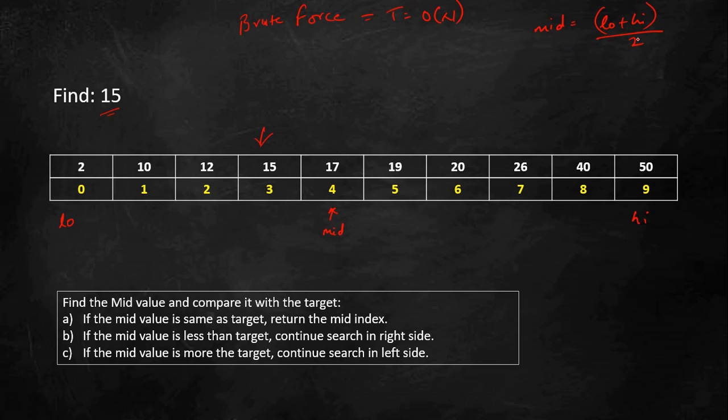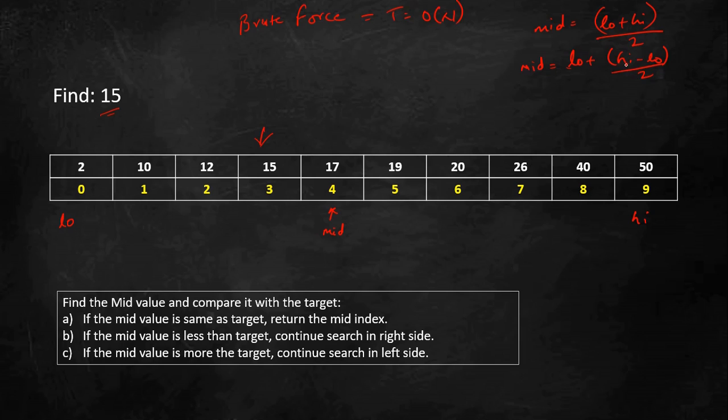Now ideally we won't use this formula. Instead we would use mid equal to low plus (high minus low) by 2. The reason is that if high is near the integer max value, low plus high may go beyond the integer max value. So this may not give the correct output if my array is huge. To avoid that, as a best practice, we use low plus (high minus low) by 2.